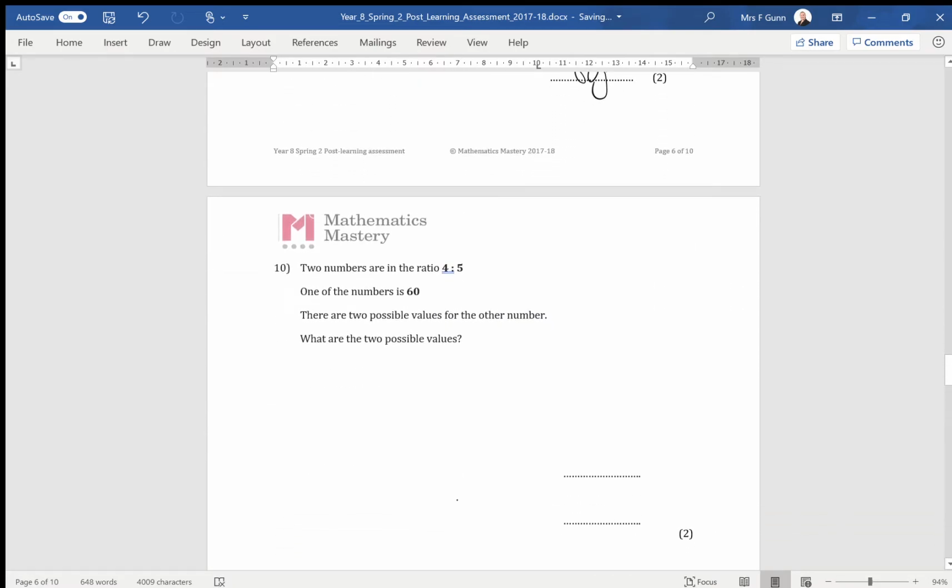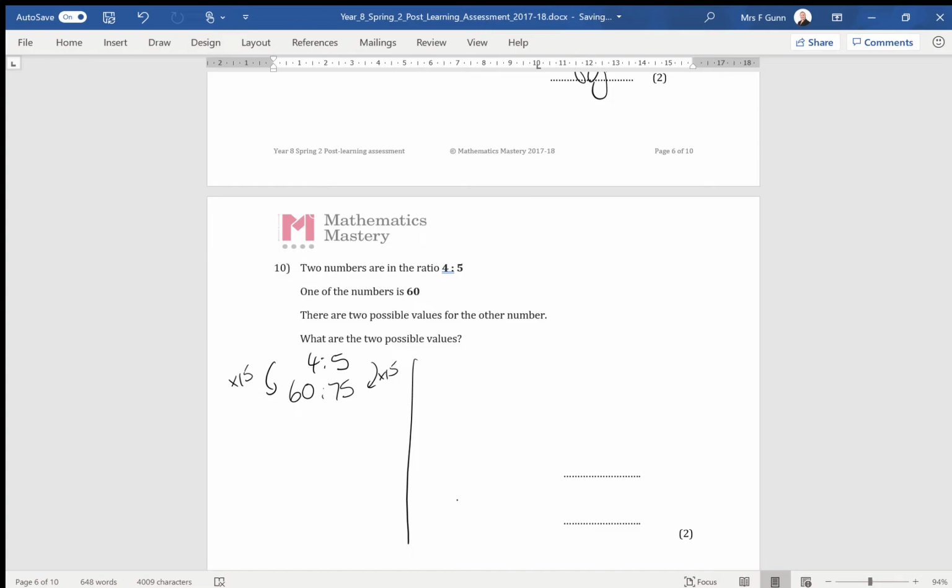Two numbers are in the ratio 4 to 5. One of the numbers is 60. Write down the two possibilities. So, if we've got 4 to 5, this one could be 60, in which case I would times by 15, which is 75.